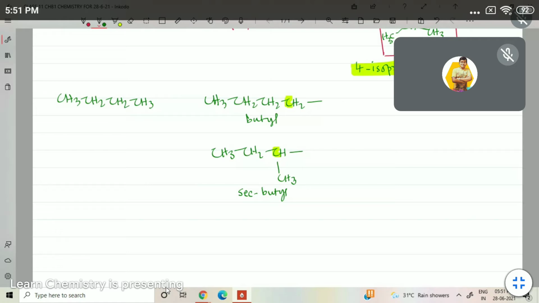Now if you remove the hydrogen from the third carbon, we will call it isobutyl. So let's have a check. This is isobutane, right? Now if you remove the hydrogen from this carbon like this, this is called isobutyl.